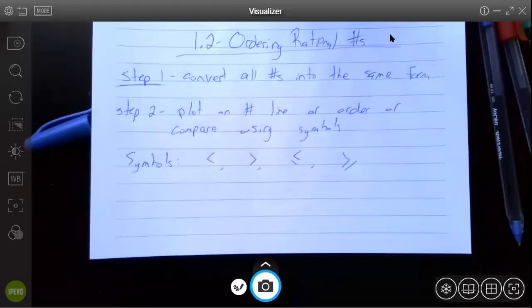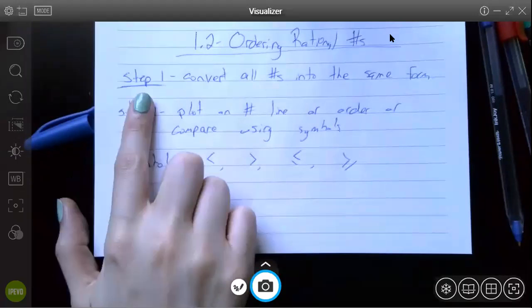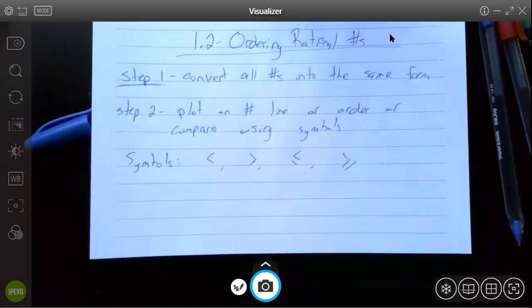Now, when you're given rational numbers to order, your first step should always be to convert all of the numbers into the same form. And the easiest form to convert them all into is decimal form. You can do that really easy in your calculator. But you could certainly turn them all into fractions if you would rather. However, if you turn them all into fractions, in order to compare them, they must all have the same denominator. So that's one thing to kind of keep in mind.